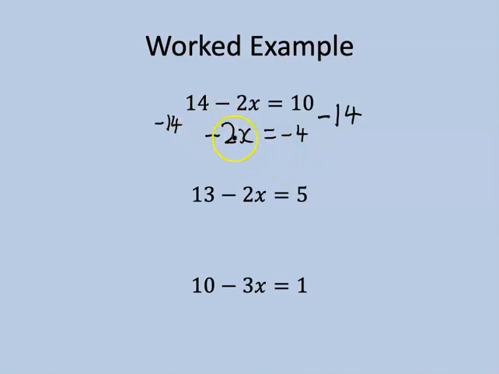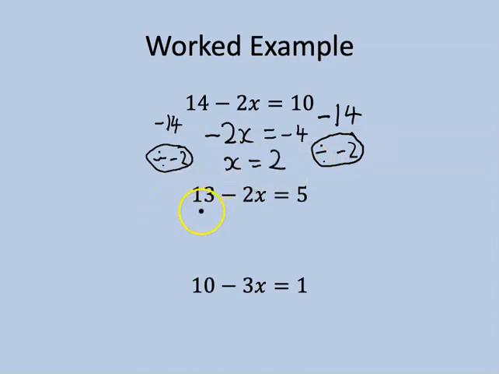Now, because you've got minus 2x next instead of just 2x, you're going to divide it by your minus 2 on both sides. Minus 2 divided by minus 2 is 1, so that's just x. Minus 4 divided by minus 2 is just 2.